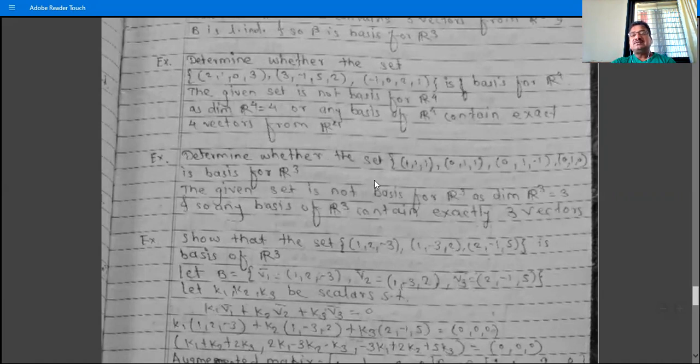This sentence does not indicate that every set containing 3 vectors from R3 is a basis for R3. Not every set containing 3 vectors from R3 is a basis. A set containing 3 vectors from R3 is a basis of R3 if that set is either linearly independent or spans the space. If the set contains 3 vectors from R3 and the set is linearly dependent, then that set is not a basis of R3.